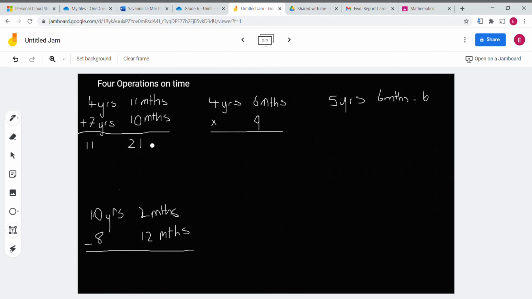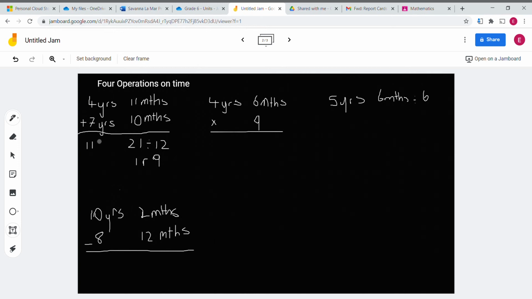So because you're moving from a small unit to a large unit, you divide. So you're moving from months to years, small to large, so you divide by 12. And how many times does 12 go into 21? It goes once, remainder 9, right? What does this 1 represent? This 1 represents 1 year, right? And the remaining 9 months.